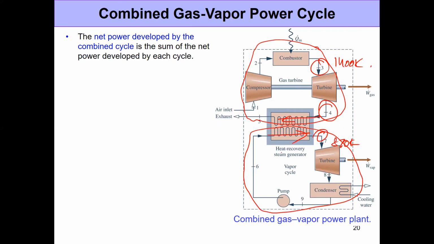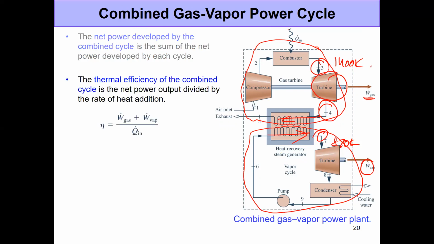So if you look at it, the net power that is developed by the combined cycle is basically the power developed in turbine 1 of the gas turbine cycle and the turbine of the vapor power cycle. So we're getting two outputs, and the heat input is happening at only one place, which is this gas turbine combustor. So the thermal efficiency is the work output of the gas turbine plus the work output of the vapor power cycle divided by Q_in.